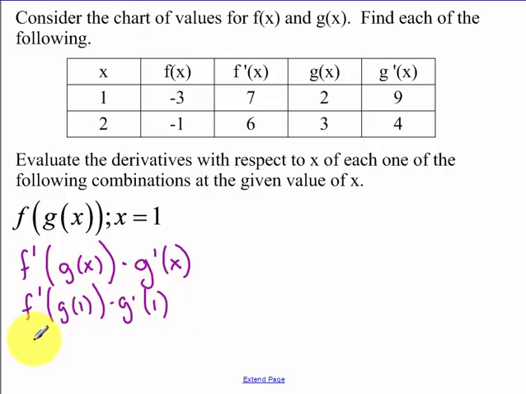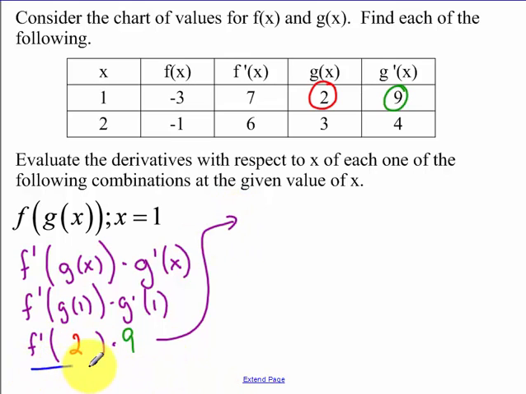I want you showing me all of this work. I know it seems tedious, but it's important that you show me your understanding of what we're doing. Okay, g of 1. I go to g of 1. g of 1 is 2. g prime of 1 is 9. So now I have to find f prime of 2. f prime of 2 is 6, so I have 6 times 9, which ends up equaling 54.